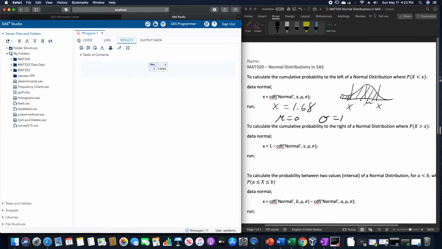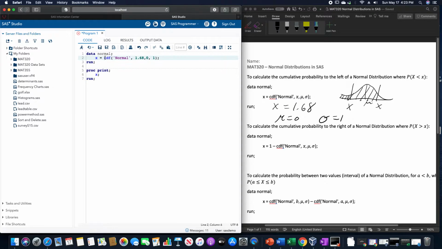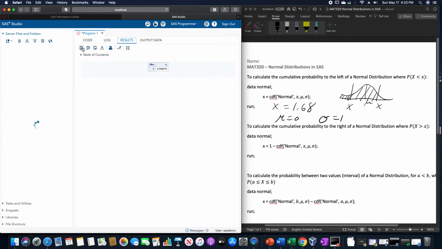If we want the area to the right of that value, we would do 1 minus the CDF of normal, 1.68, 0, and 1. This will give us a value of 0.0465 for this area here to the right of x inside the white portion down here.